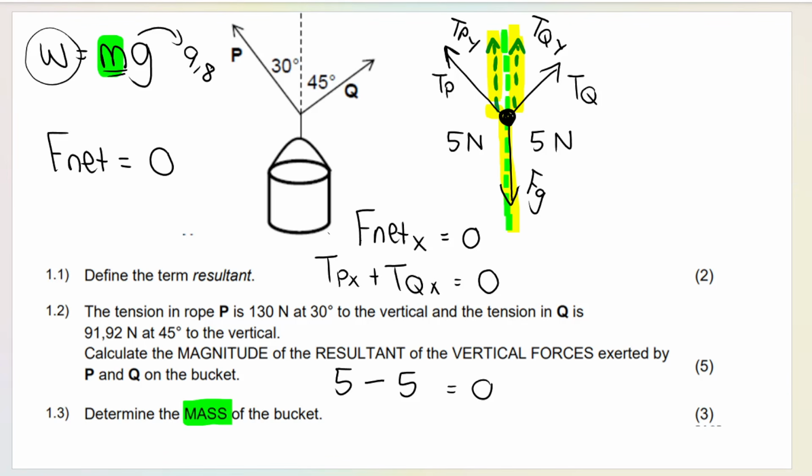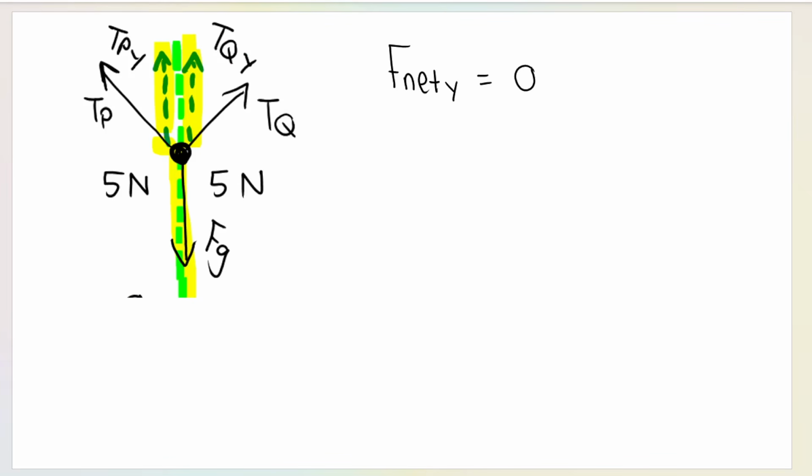So what we'll have to do is the following. You start off by saying the F net in the y direction is 0. Then you tell me which forces are acting in the y direction, in other words, which forces are acting straight up or straight down. You're going to tell me TP in the y direction plus TQ in the y direction plus, what's my third force acting straight up or straight down? My weight. Those 3 together must add up to 0.